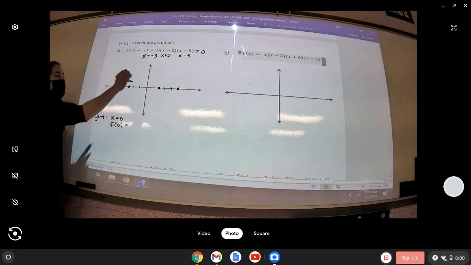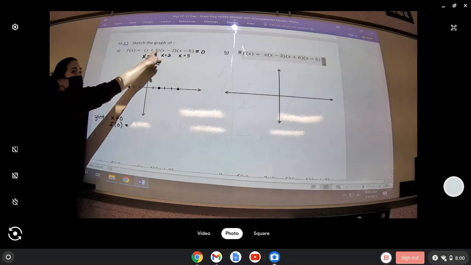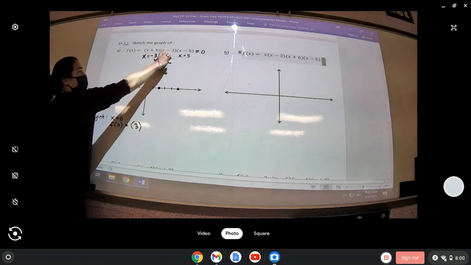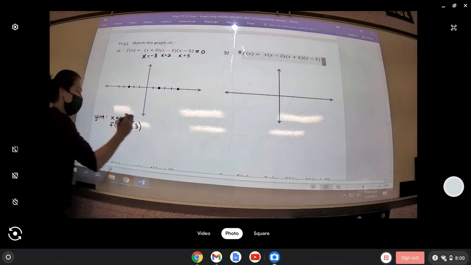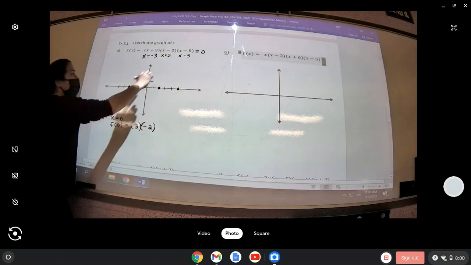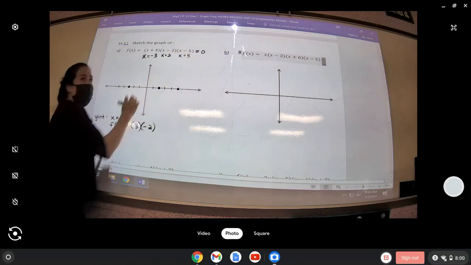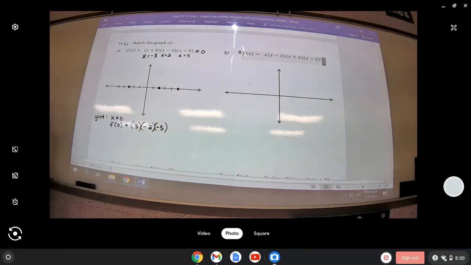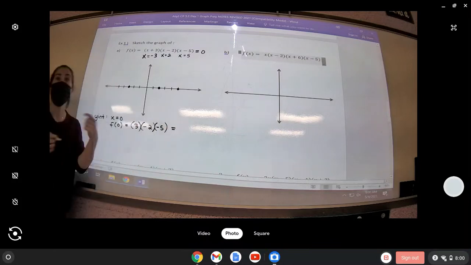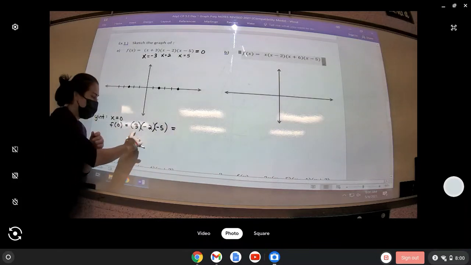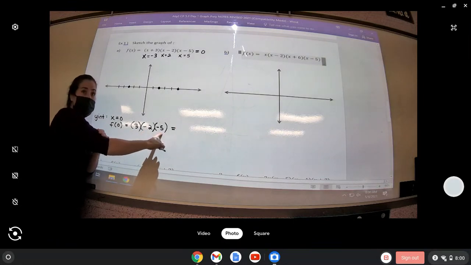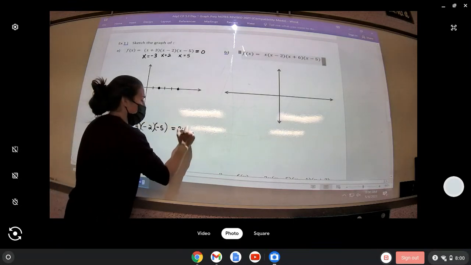So if we plug in 0, and guys, watch this. What's 0 plus 3? 3. What's 0 minus 2? -2. And then what's 0 minus 5? -5. Now all we have to do is multiply all that together, and that number will be our y-intercept. So 3 times -2, that's -6. -6 times -5 is +30.